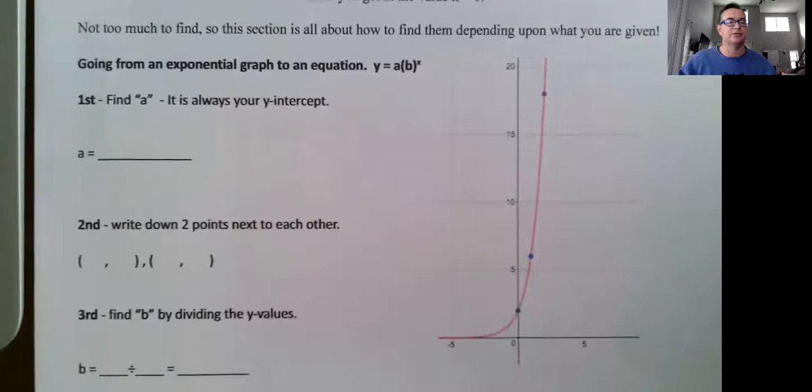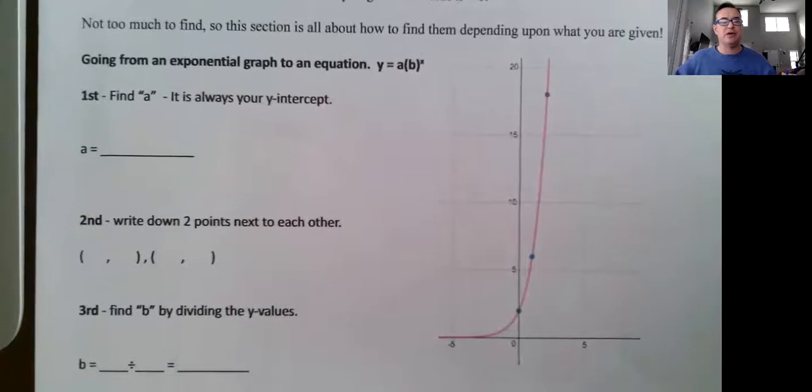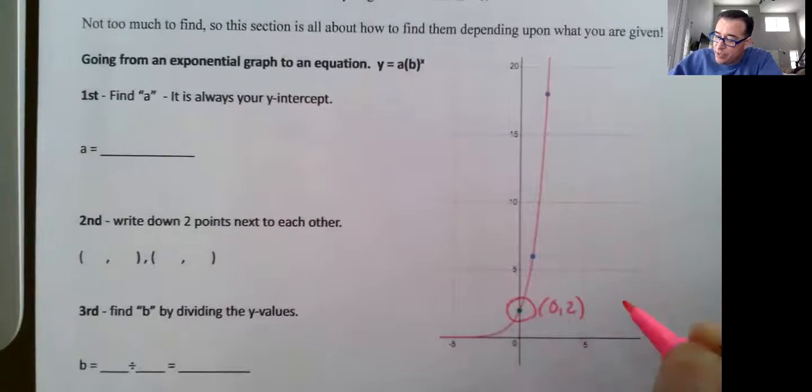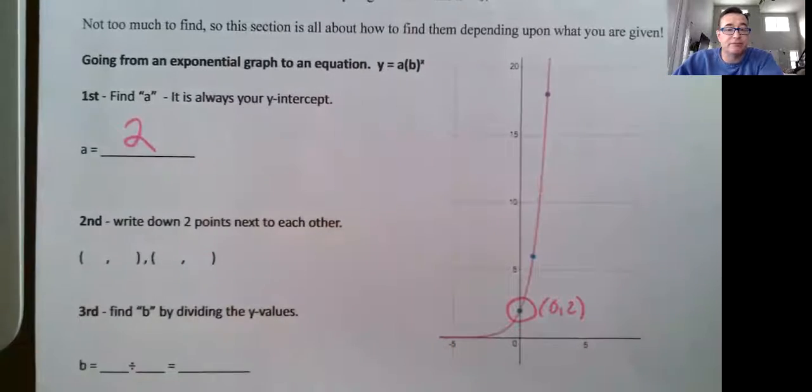We'll do some other examples, but your first step is to find your a. And guys, it's always, no matter what, going to be whatever your y-intercept is. Like right here, this is (0, 2). So our a in this case is going to be 2. First part easy, no problem.